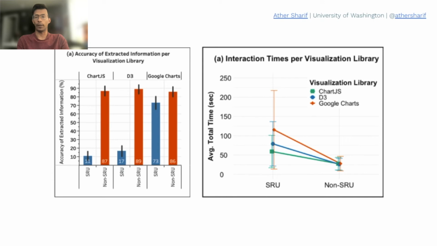Here, we have two graphs. The first one shows the accuracy of extracted information per visualization library, and the second one shows the interaction times per visualization library. Accuracy of extracted information is represented as percentage and is plotted on the y-axis. Average interaction times are represented using the unit of seconds and are plotted on the y-axis. The x-axis shows screen reader and non-screen reader users for both the graphs.